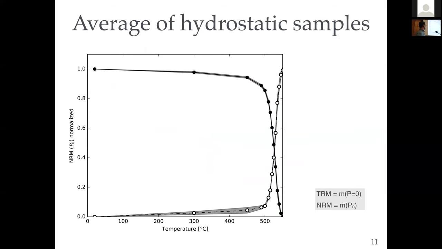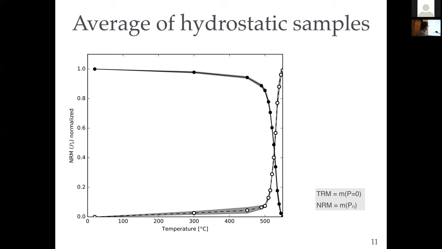But of course, we want to look at paleointensity, and here is the average of all 20 hydrostatic samples. I'm always going to plot the average of them all because they're very homogeneous. You can see the shaded area here is one standard deviation of the normalized values. So they're very homogeneous between each sample. And there are no differences between the X and the Z magnetized samples. So it doesn't really matter for hydrostatic stress if the magnetization is along or perpendicular to the pressure axis, which is somewhat what we would expect.